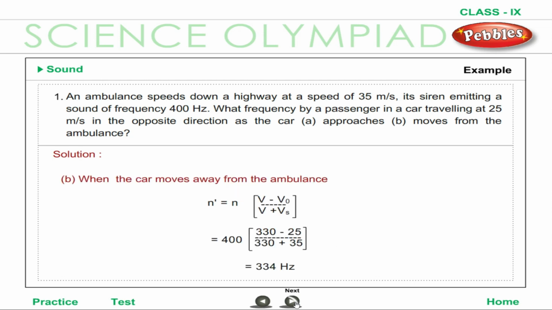When the car moves away from the ambulance, N' is equal to N times (V minus Vo) by (V plus Vs), which is equal to 400 times (330 minus 25) by (330 plus 35), which is equal to 334 Hz.